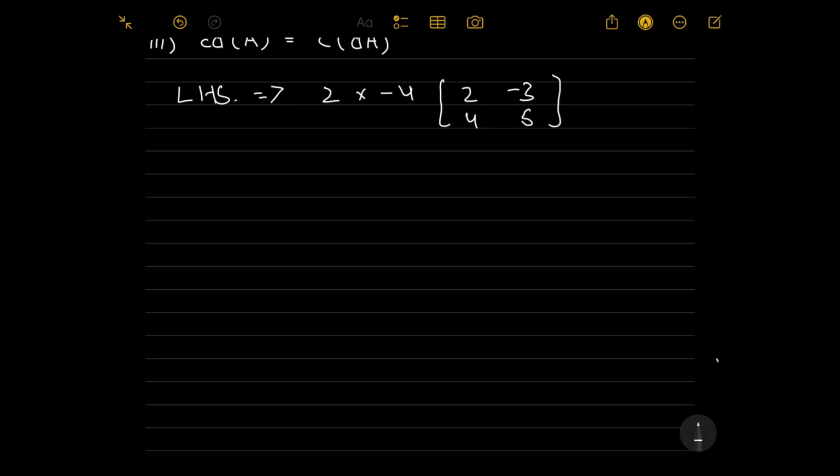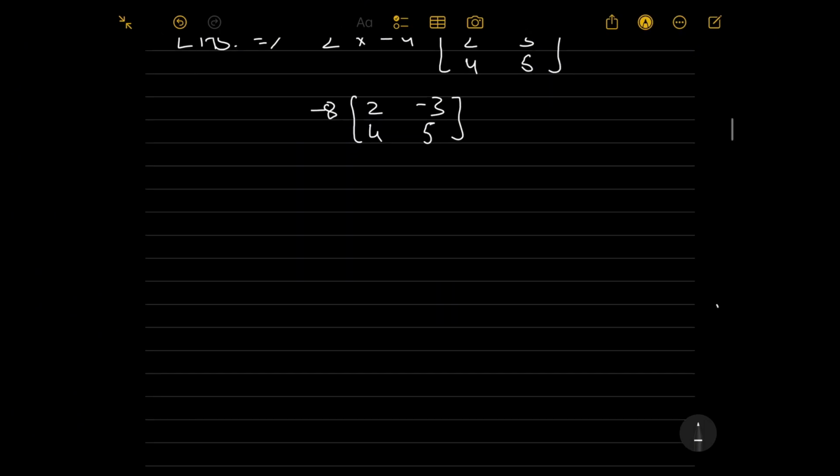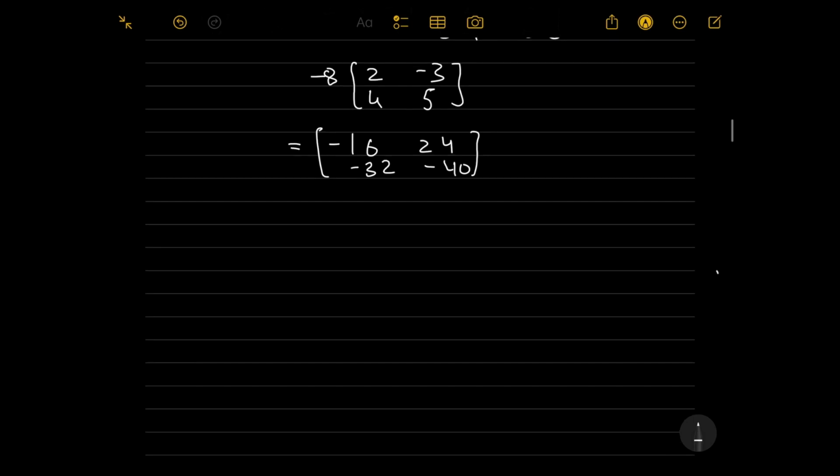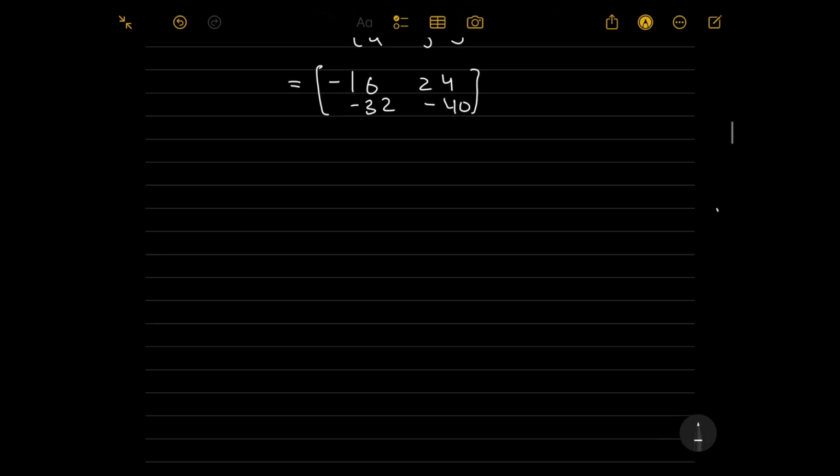Okay, so 2 into minus 4 is minus 8. So minus 8, and then the matrix, simply multiply it with all the elements. So minus 16, 24, minus 32, minus 40. Sorry, this is minus 40. This is the left hand side.